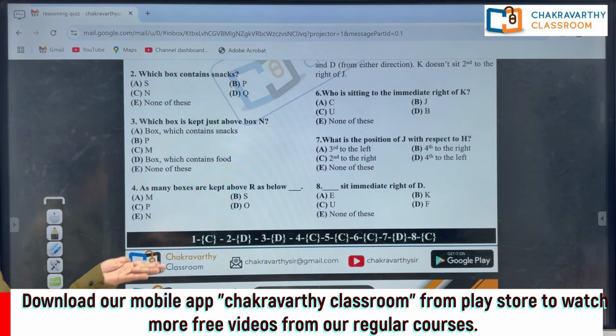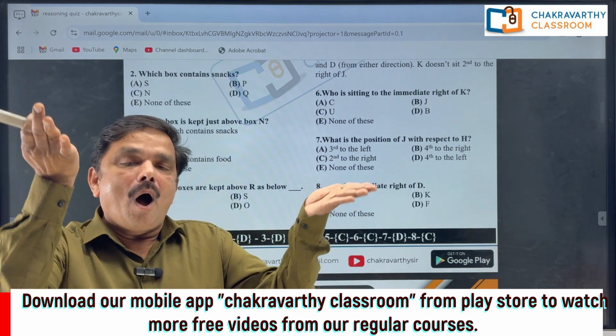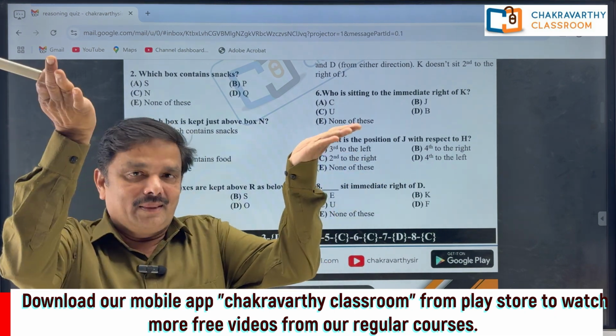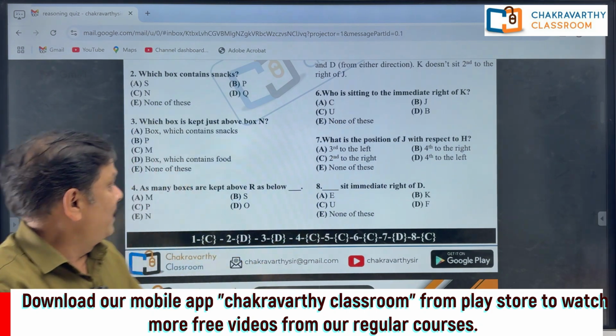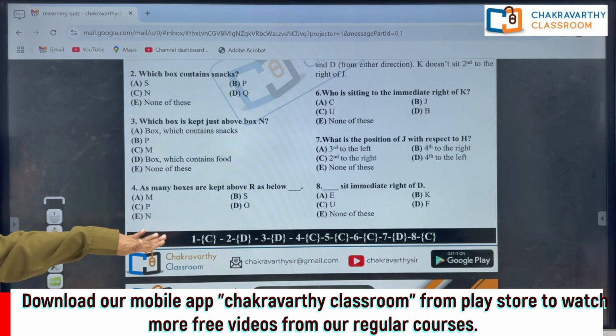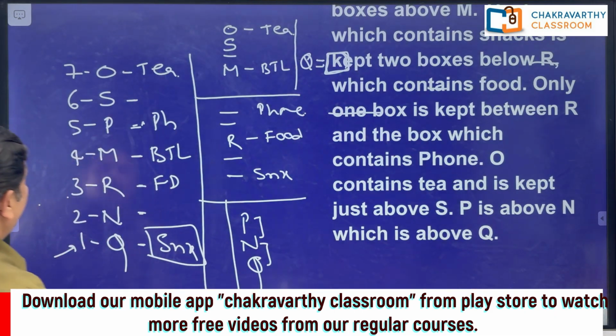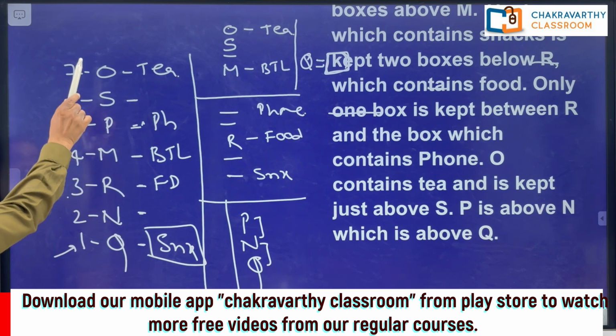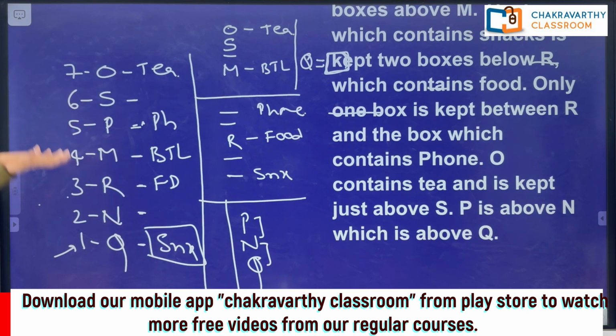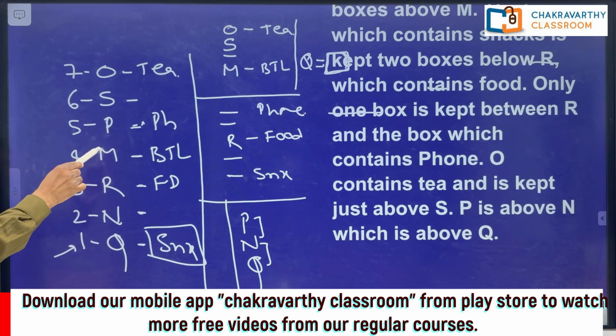Next, as many boxes are kept above R as below what? So as many boxes are kept above R. How many boxes are above R there? That number is below which one? Below which box having the same number? That is the question. So above R, how many are there? Above are 1, 2, 3, 4. Below which box 4 are there? This P, 1, 2, 3, 4. You understood the question?